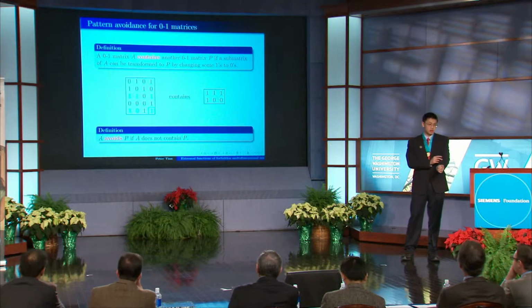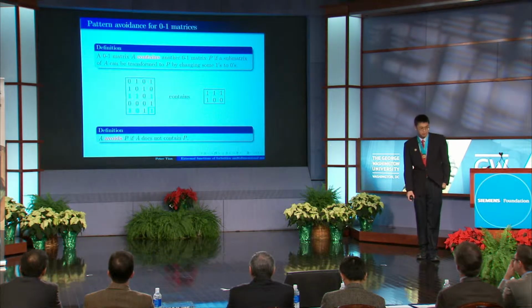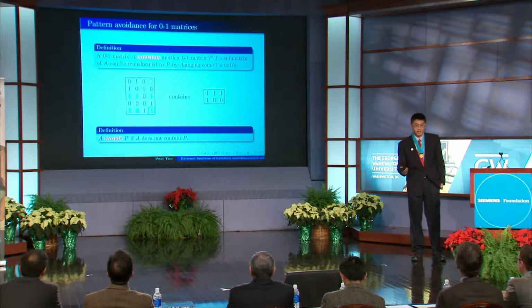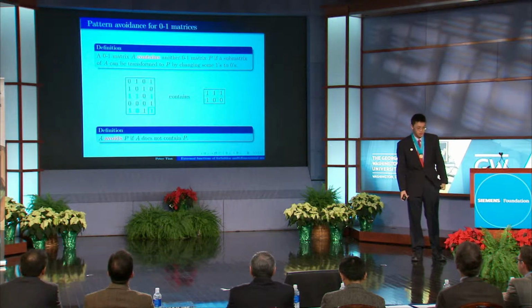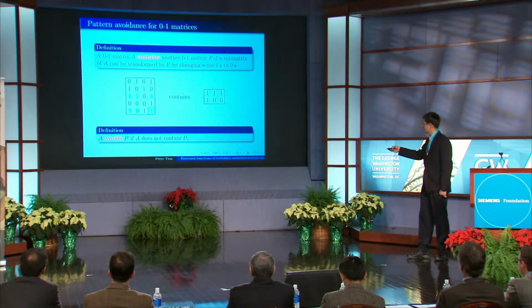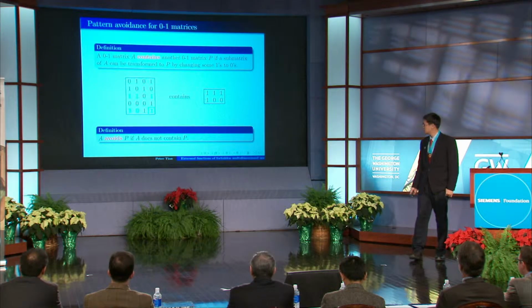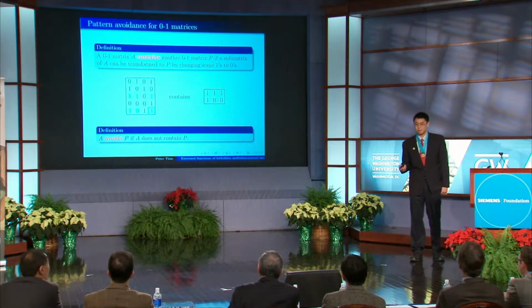So the key concept here is pattern avoidance for 0-1 matrices. So we say matrix A contains matrix P if some submatrix of A can be transformed to P by changing any number of ones to zeros. So in this example here, we can find a green submatrix in which we can change the bottom right 1 to a 0 to get an exact copy of the right matrix. So we say the left matrix contains the right matrix. And we say A avoids P if A does not contain P.